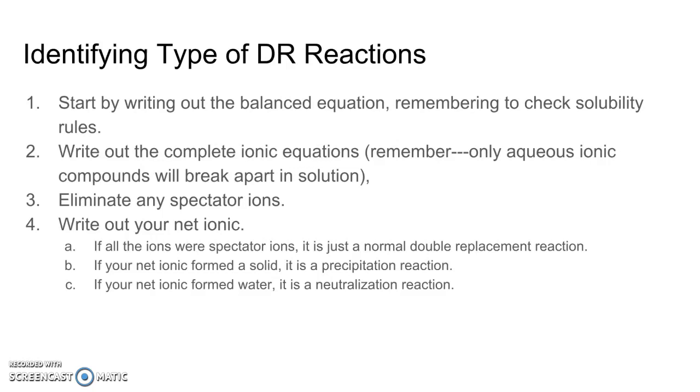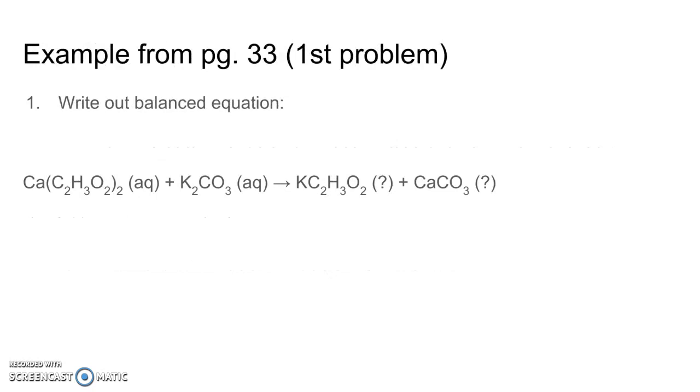All right, so we're going to do some practice on this. If you want to turn to page 33 in your packet, this is the first problem that's in your packet. It's written out as calcium acetate reacts with potassium carbonate to produce.